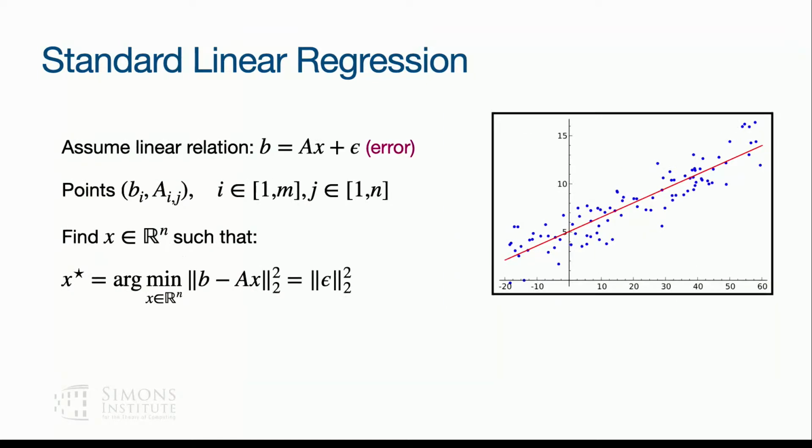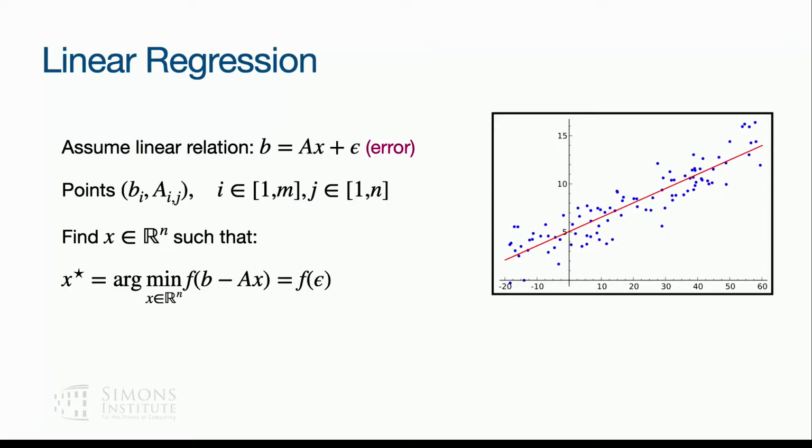To be a little more formal, you assume there's some linear relation and you want to minimize this error vector. And the standard formulation asks you to just minimize the Euclidean norm of this error vector. And this we know how to do exactly. There's a nice closed form solution for this.